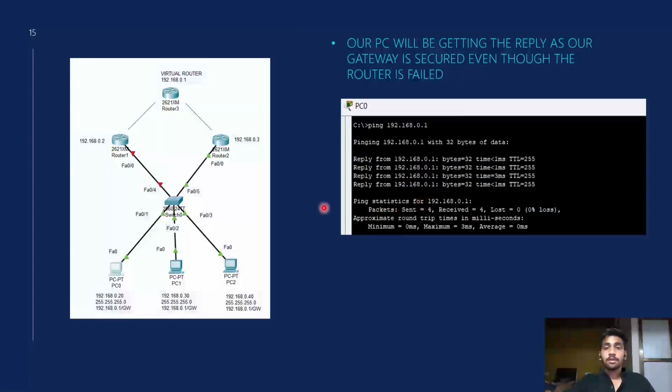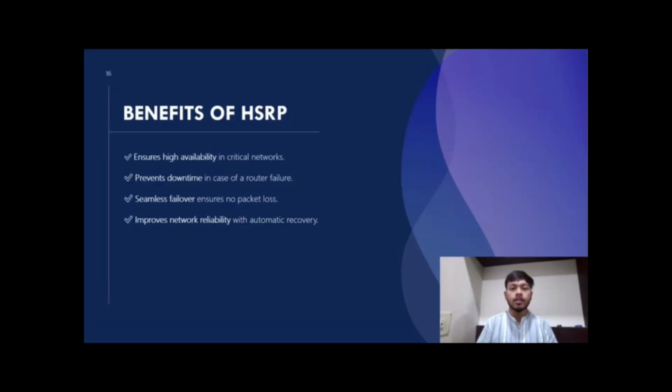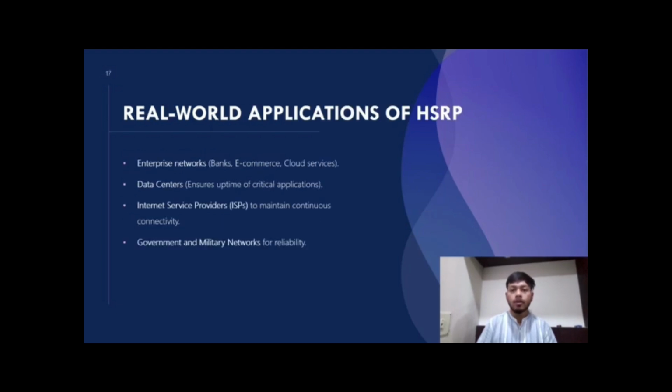So, benefits of HSRP. Ensures high availability in critical networks, prevents downtime in case of router failure, seamless failover, ensures no packet loss, improves network reliability with automatic recovery. Real world applications of HSRP. Enterprise networks like banks, e-commerce and cloud services. Data centers, ensuring uptime for critical applications. Internet service providers, ISPs, to maintain continuous connectivity. Government and military networks for reliability.